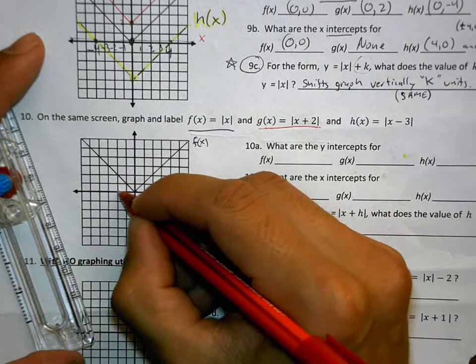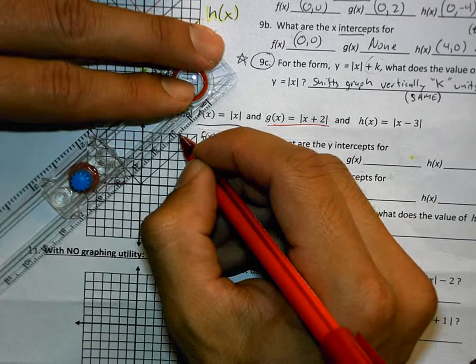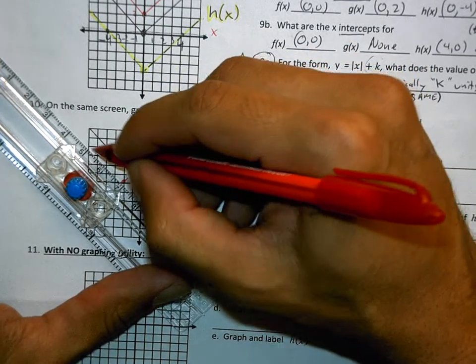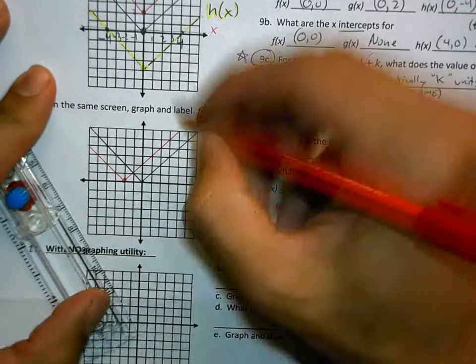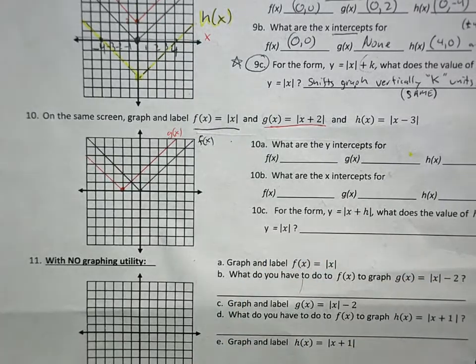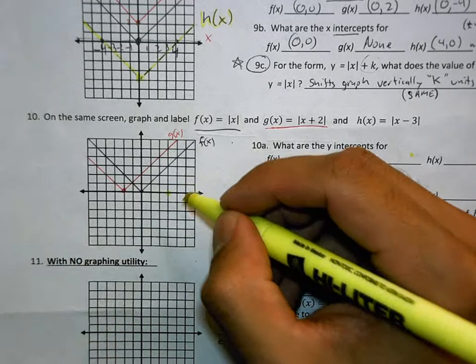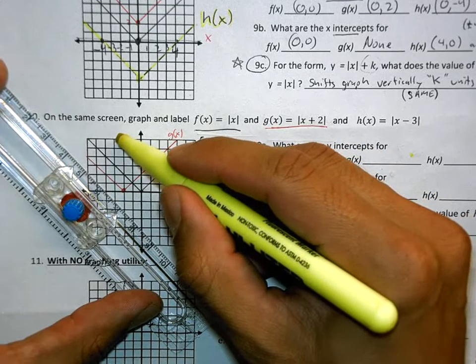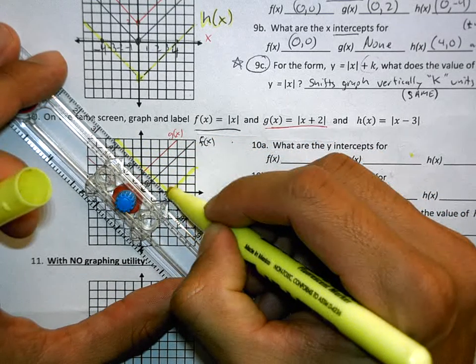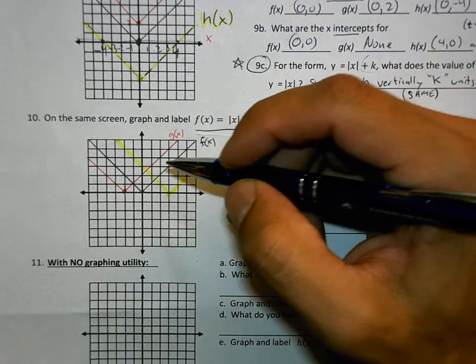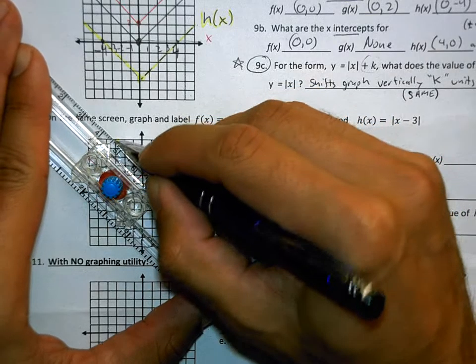The g of x function is in red. The h of x function, I'm going to do in yellow. And I'll do a dotted line through the yellow so you can see it.